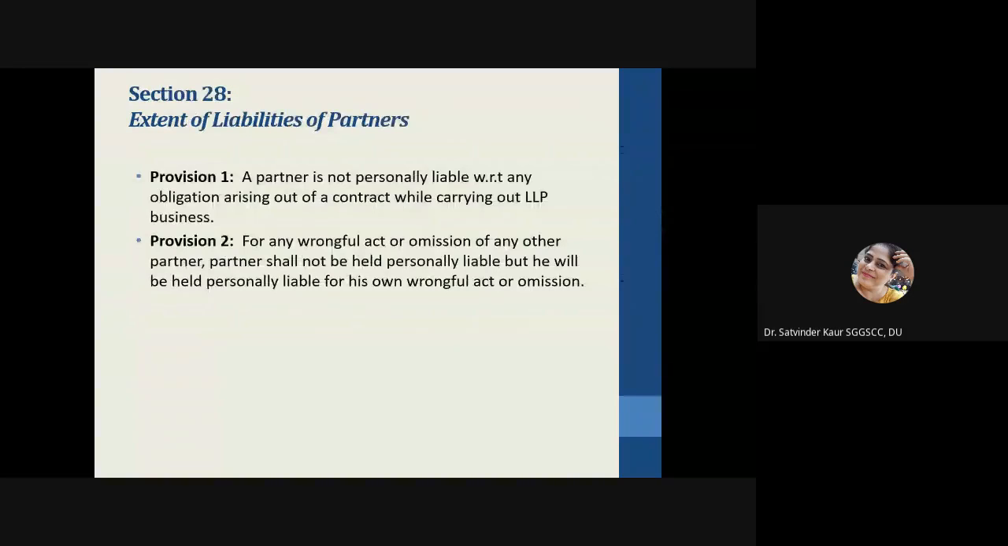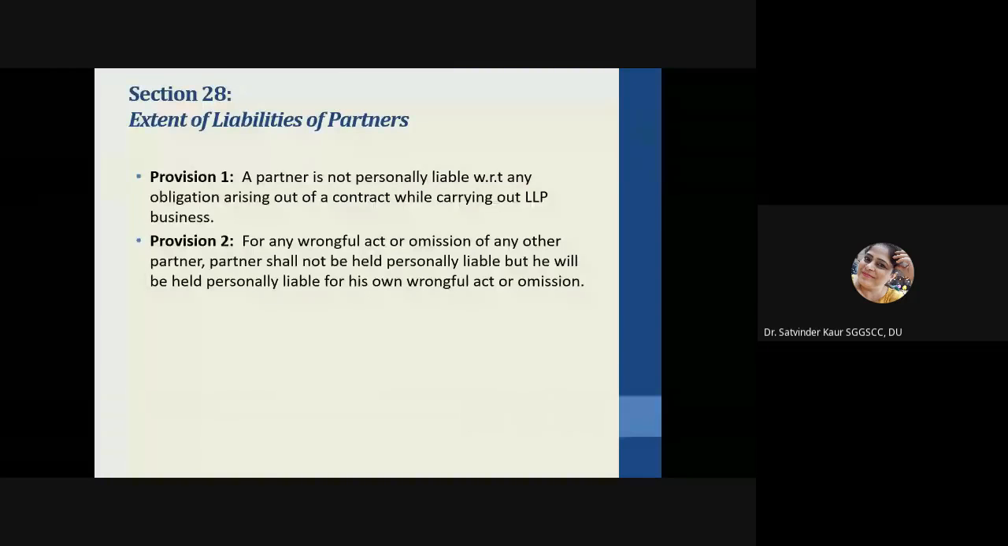Then, the extent of liability of a partner says that a partner is not personally liable with respect to any obligation arising out of a contract while carrying out LLP business. So there is no unlimited liability, no personal liability, except in two circumstances: first, where the partner himself has done something wrongfully or fraudulently. Second, where the partner has continued the activities of the partnership firm as a single partner beyond a 6 months period. So in these two cases, the partner will be held personally liable.